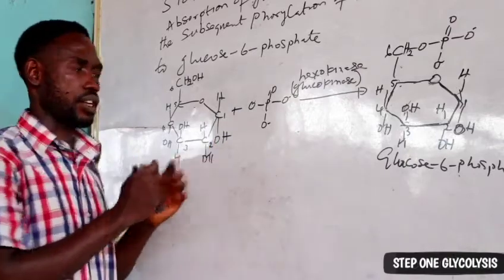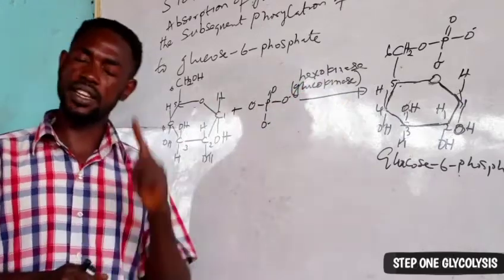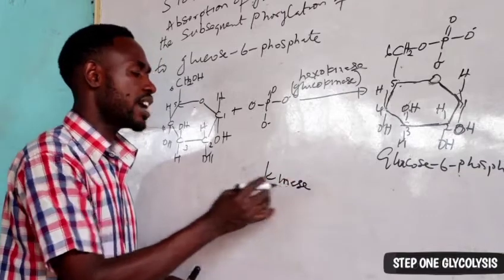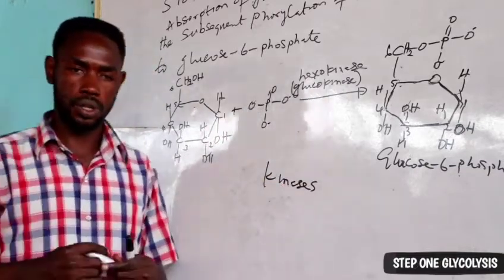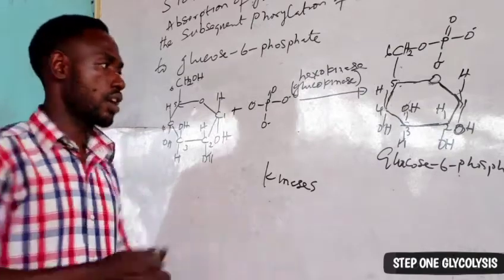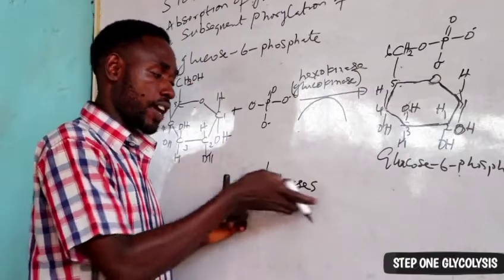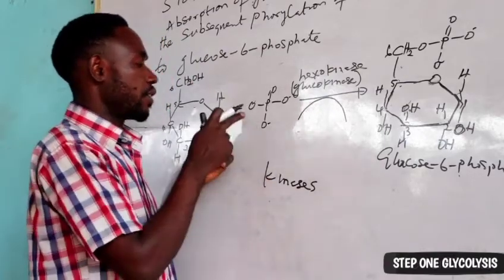Then, it is at this stage also that you have to know there are 2 enzymes that catalyze this reaction. These 2 enzymes are hexokinase and glucokinase. The name kinases are actually a group of enzymes that are responsible for phosphorylation. That's addition. Kinases means group of enzymes that are responsible for phosphorylation, that is adding a phosphate group.